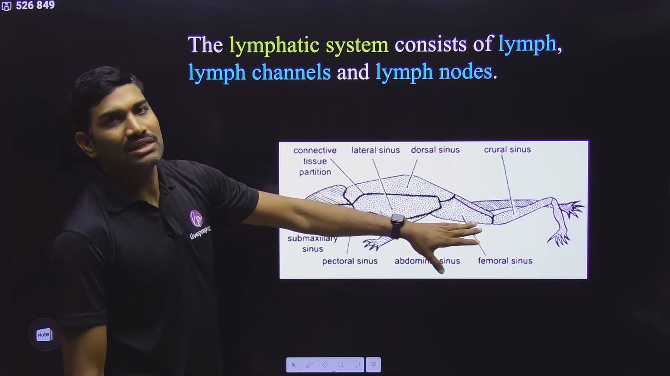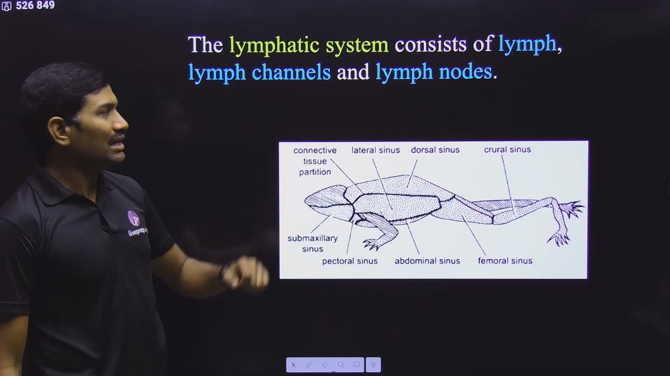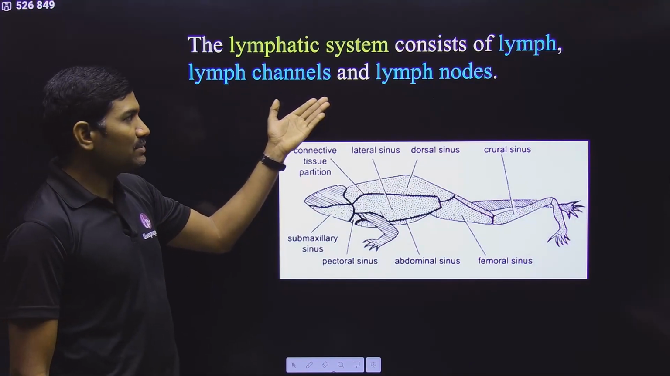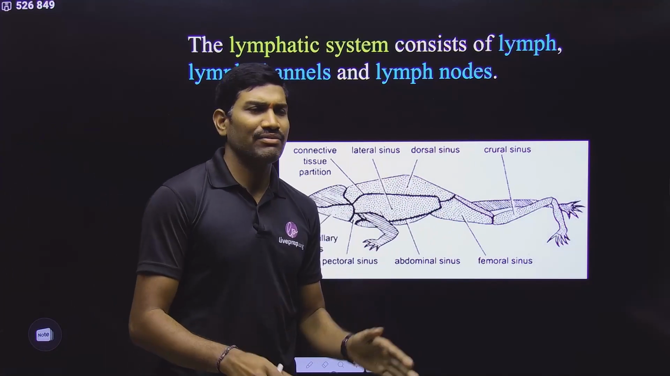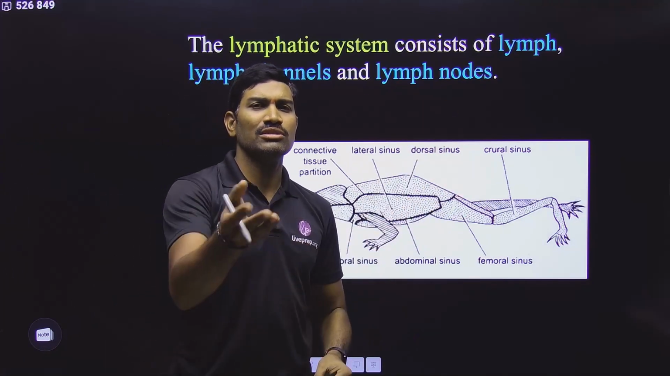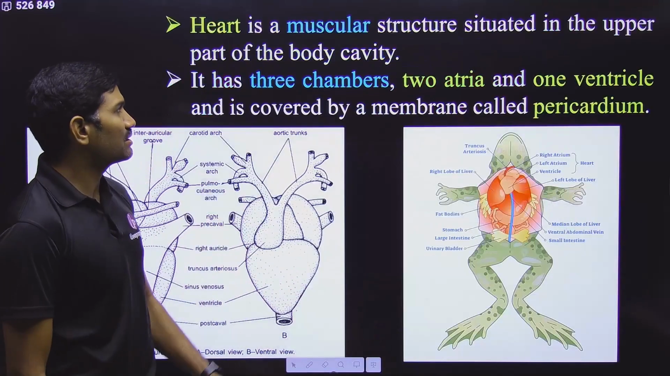And as part of this lymphatic system, it has a fluid called lymph, and lymph channels are present, and even lymph nodes are present in the case of frog. Very simple information, and this information is almost similar to human only. Okay, so please remember this.